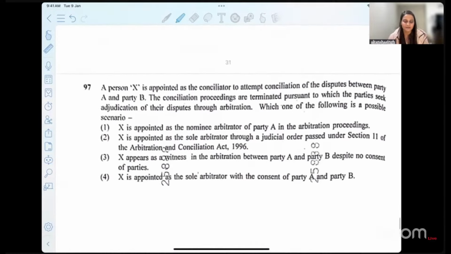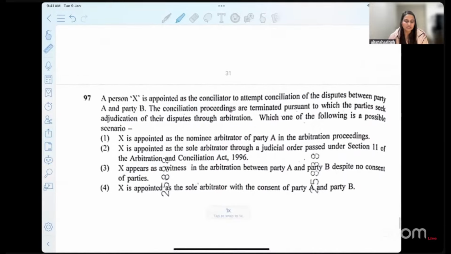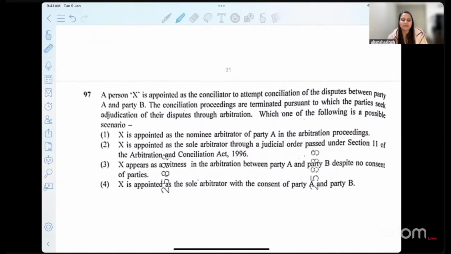Let's begin very quickly. The first question is: a person X is appointed as a conciliator to attempt conciliation of a dispute between party A and B. So there are two parties, they appointed X to be the conciliator, but the conciliation proceedings terminated. And after that, the parties are now seeking to adjudicate their dispute through arbitration. They now want to go for arbitration. Which one of the following is a possible scenario?